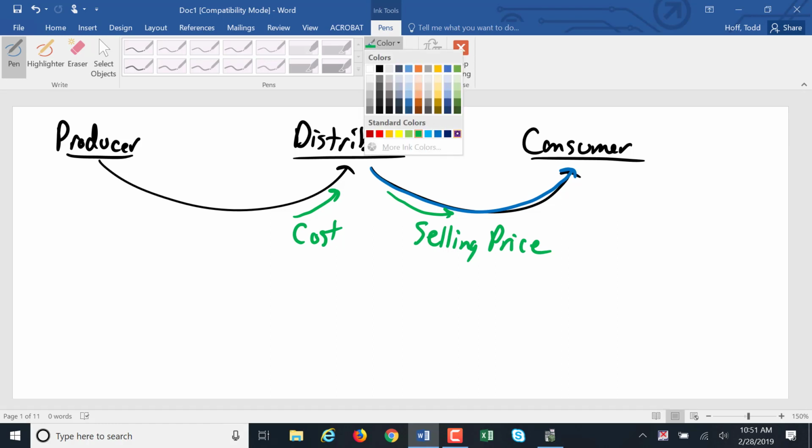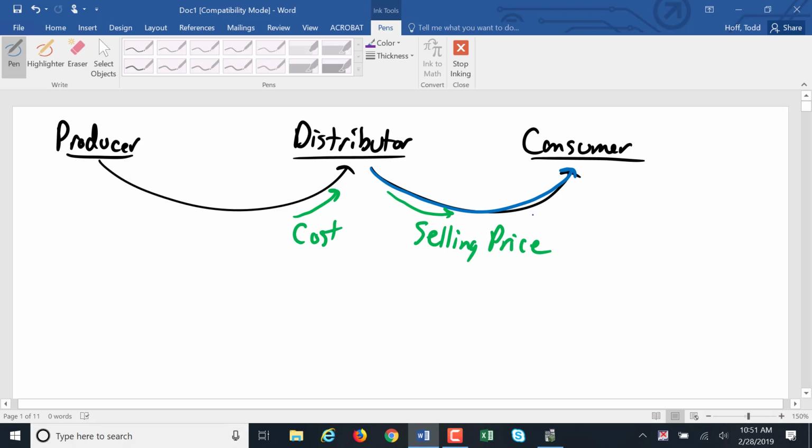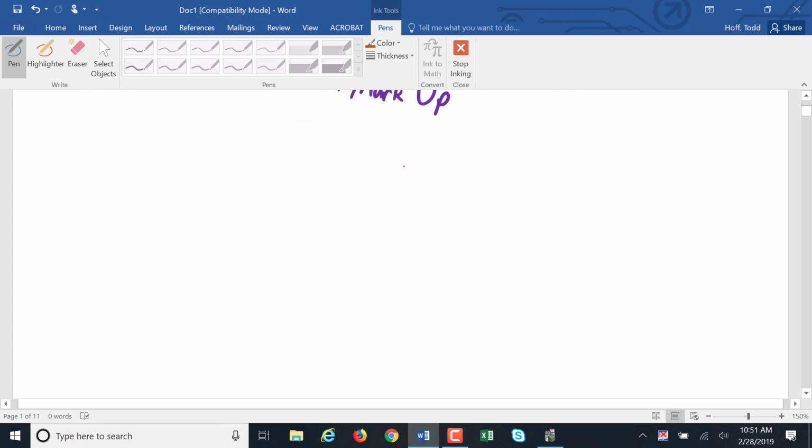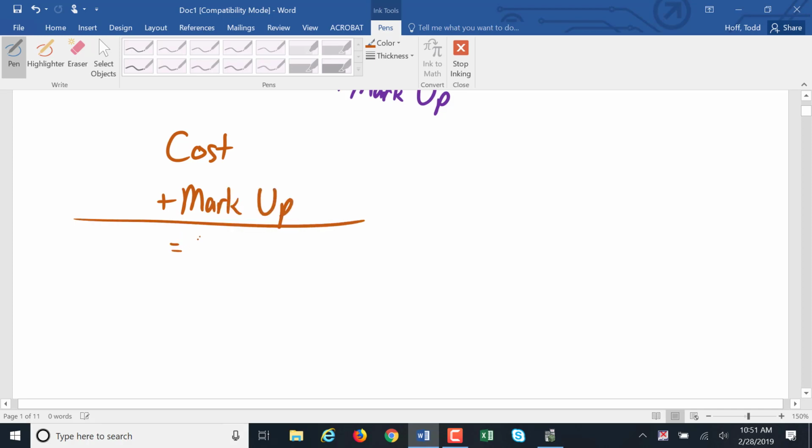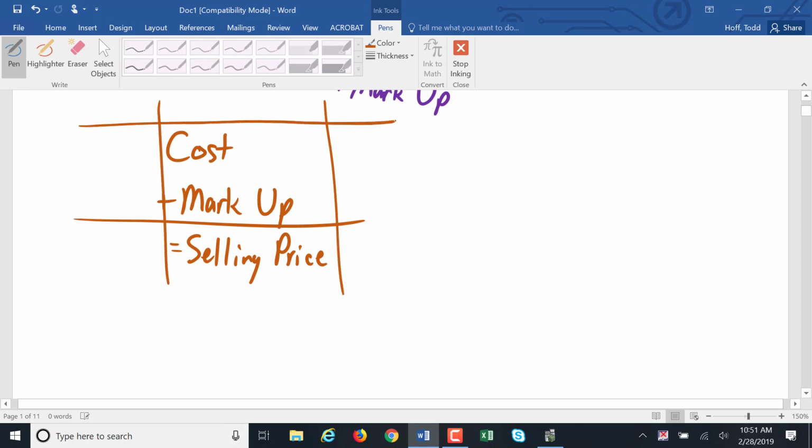And of course, the difference in between there, because you're not going to sell it for the same price you bought it, is going to add a markup. So that gives us a general formula: cost plus a markup is equal to a selling price. And this general formula governs 90% of what we're going to do in this next section.